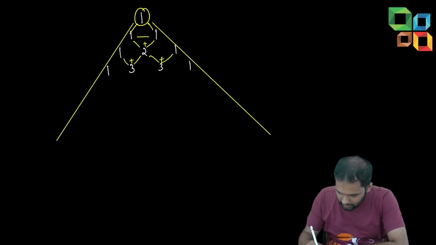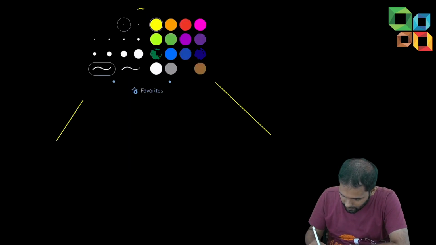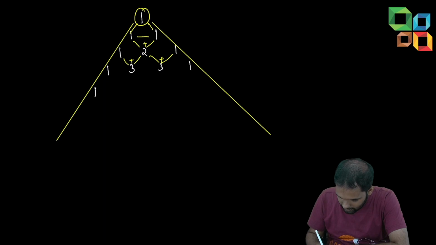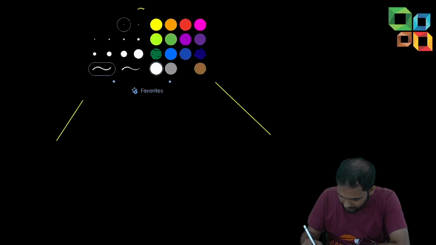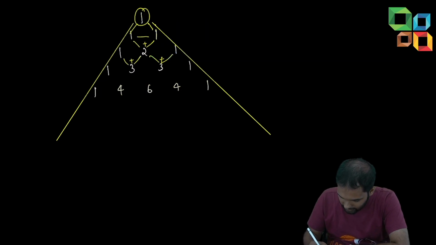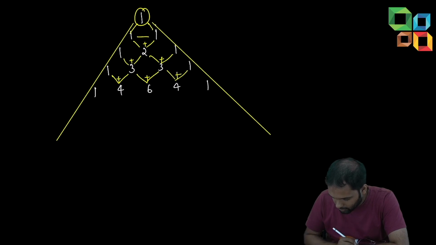Now, using the same logic, so this is 1. Now 1 plus 3 is nothing but 4. 3 plus 3 it is 6. 3 plus 1 is 4 and 1. Just checking once again so that I have written down right. 1 plus 3, 3 plus 3, and 3 plus 1.